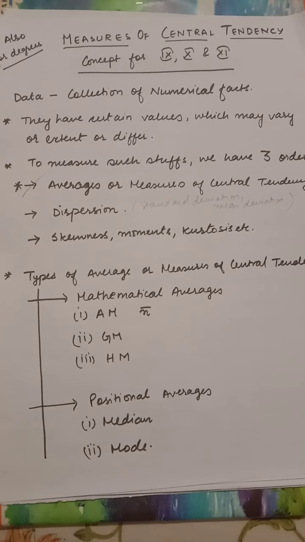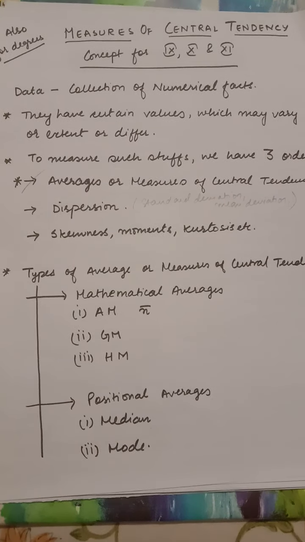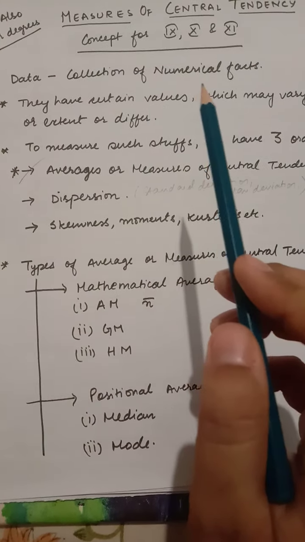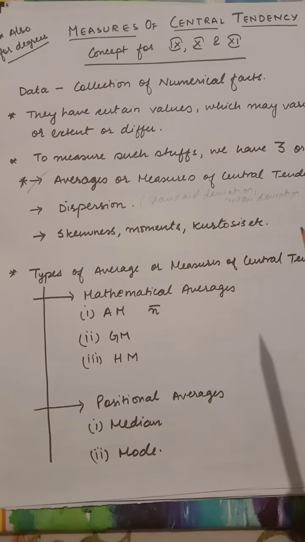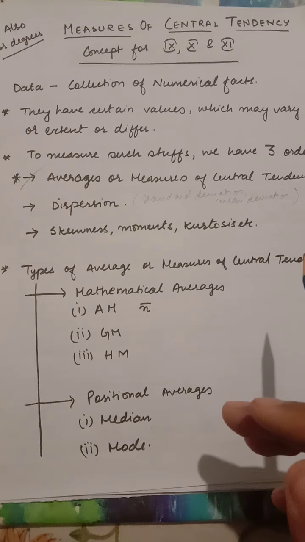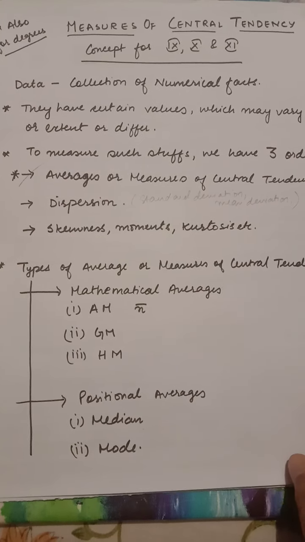So the first one is, what is data? Data is the collection of numerical facts. Any collection of numerical facts is called data. This all comes from the Greek words.